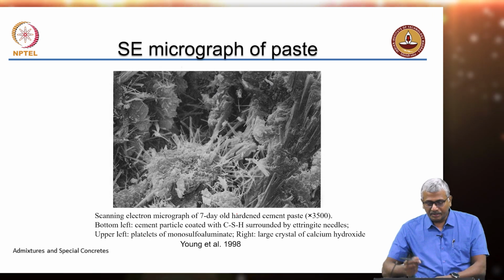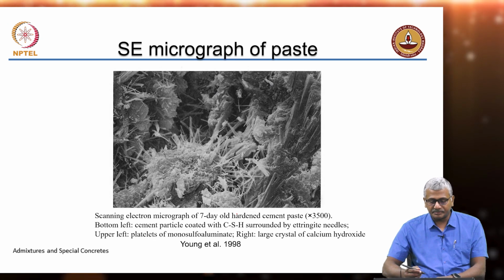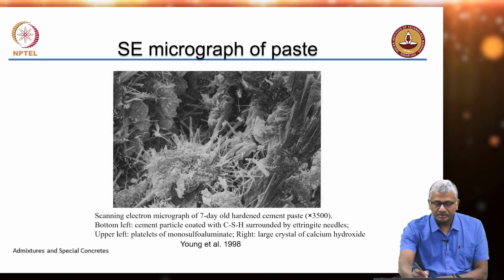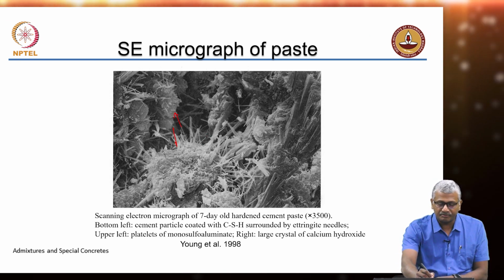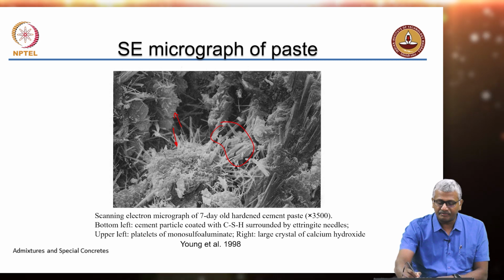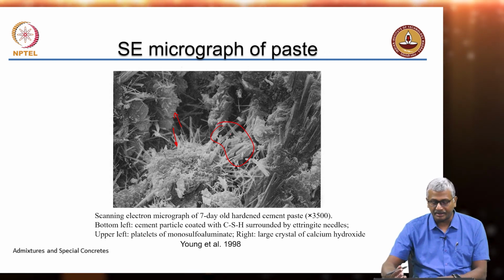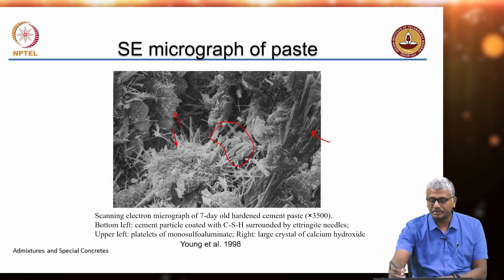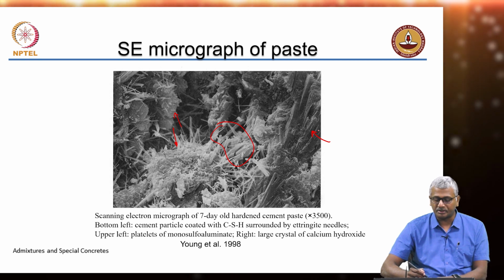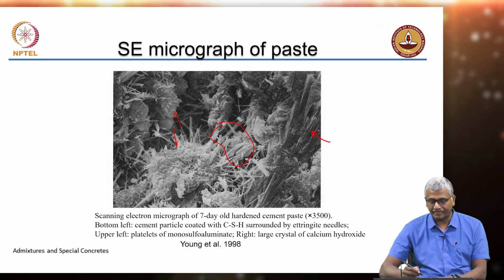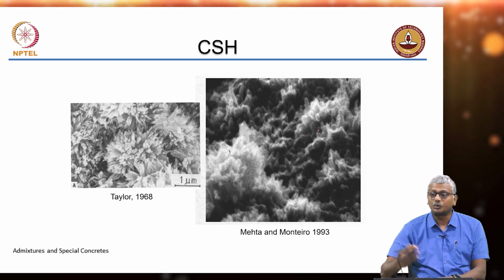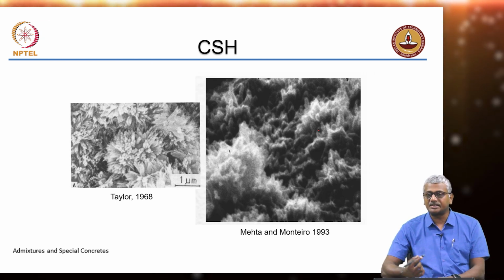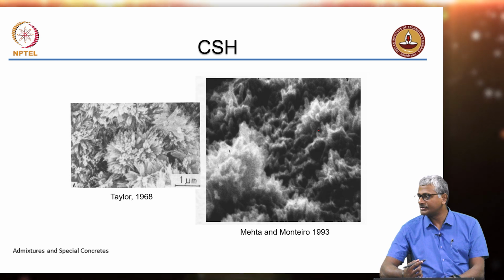Right, just to show you very quickly the structure of hydration products, your CSH is basically these loosely defined structures. The well-defined crystalline structures could be that of ettringite, right? The large crystalline components could be that of calcium hydroxide, okay? Large crystalline components are calcium hydroxide. Another picture showing the fibrous, loosely gel-like defined nature of CSH.